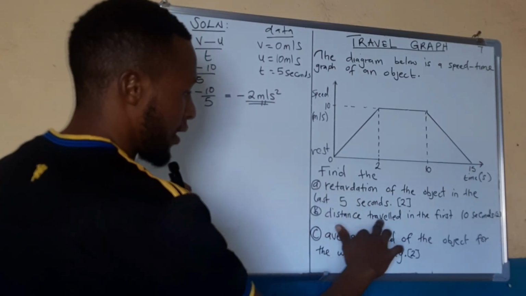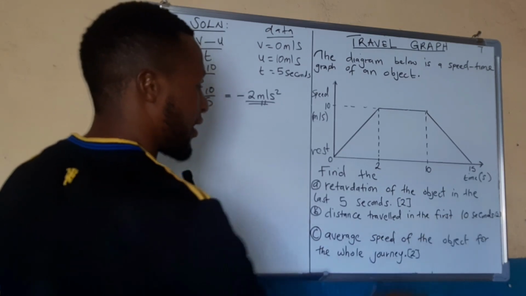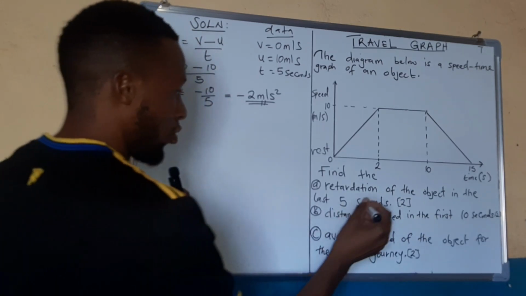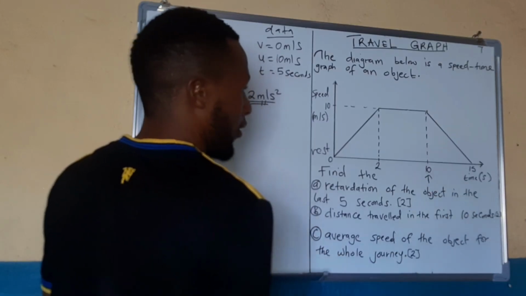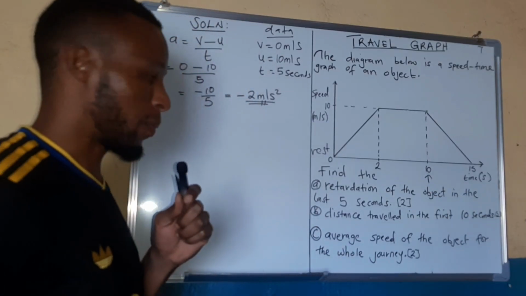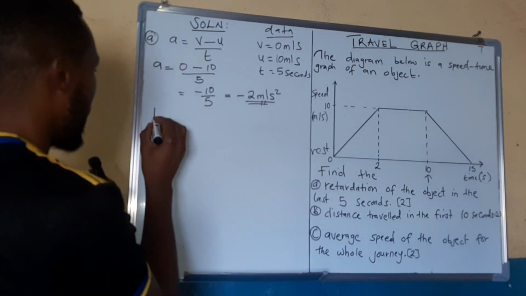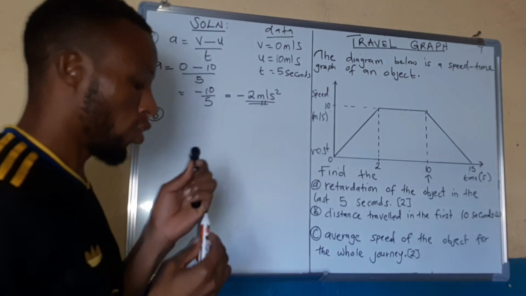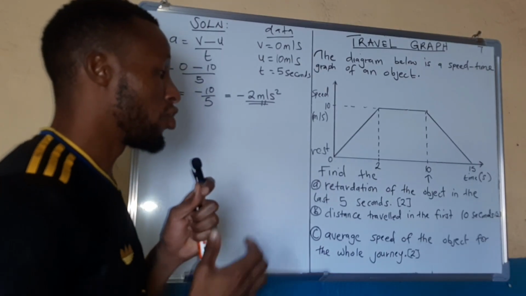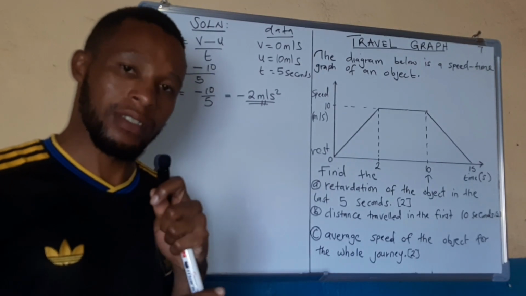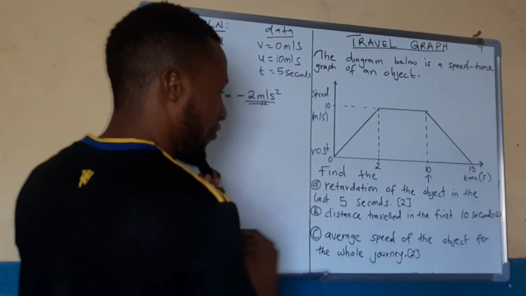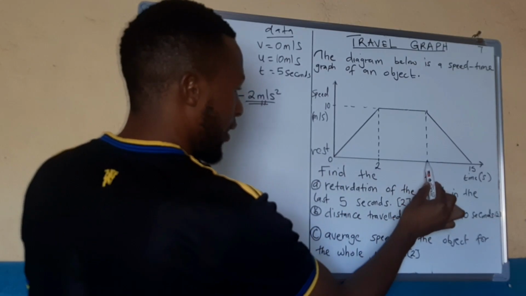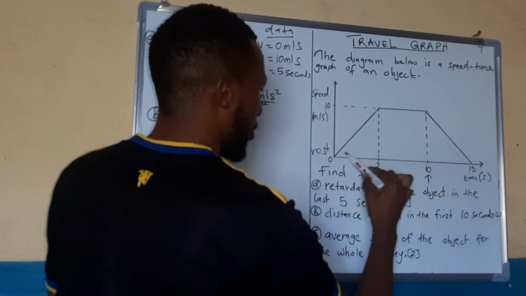Find the distance traveled in the first 10 seconds. So the first 10 seconds ends here. Remember what I explained: distance under a travel graph will be calculated using the portion. So in this case, let us first of all examine the portion in the first 10 seconds, ending here, meaning this is the portion up to here.